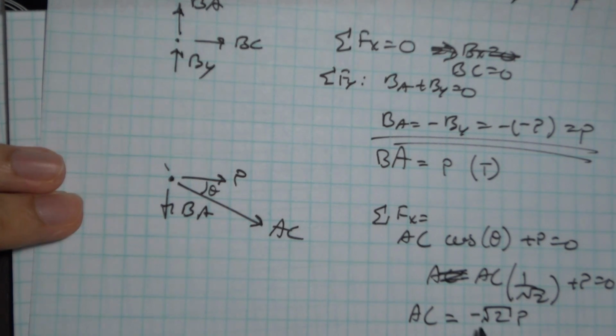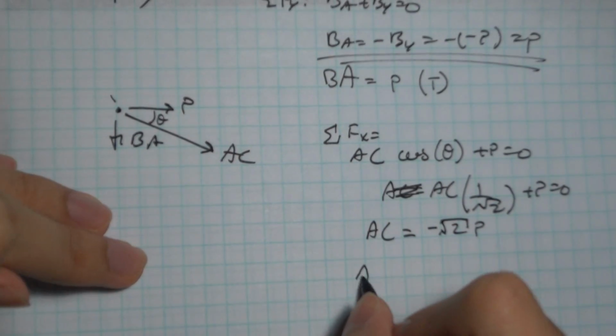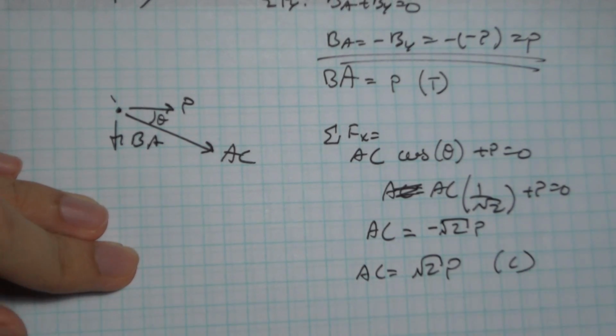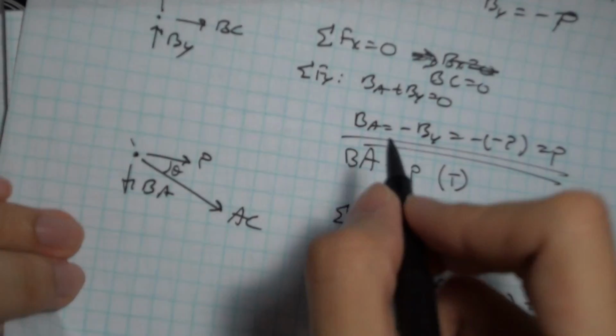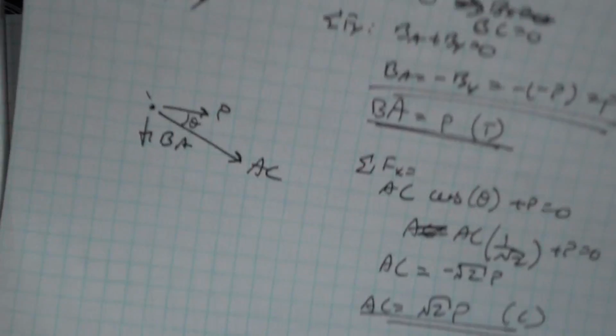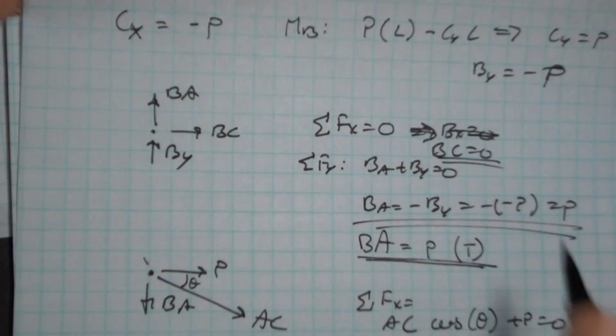And note that I normally don't want to leave this in terms of a negative sign. I'm going to just say AC equals square root of 2P compression. So let me double underline whatever I've calculated so far. And we already have that the last member, BC, is 0. So let's go back to our table.